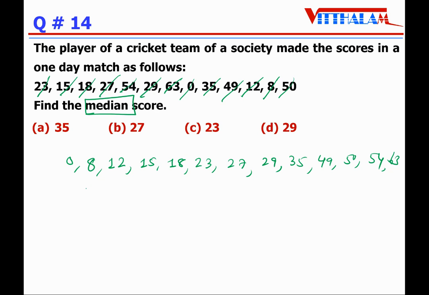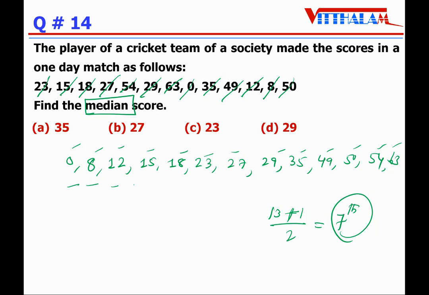Now median is the middle term. So just count how many data, how many observations are there. So this is 1st, 2nd, 3rd, 4th, 5th, 6th, 7th, 8th, 9th, 10th, 11th, 12th, 13th. So 13 is the number of observations. So the middle of 13 means 13 plus 1 by 2, that is the 7th. So the 7th is the median. So 1st, 2nd, 3rd, 4th, 5th, 6th, and this one, 7th. The 7th is 27. So 27 is the median.